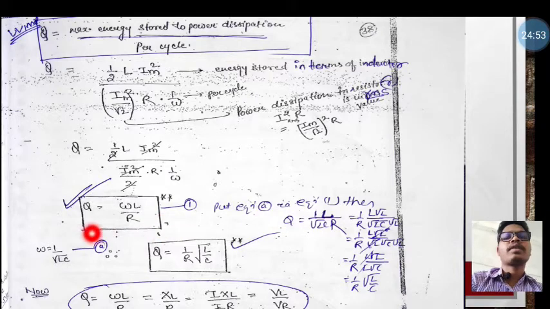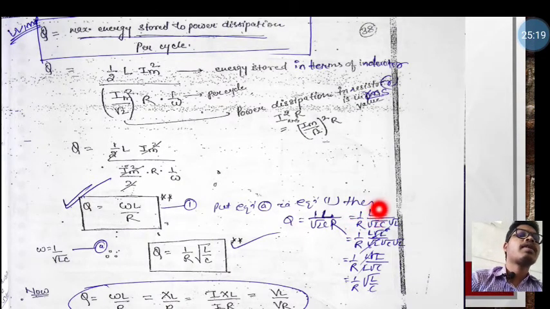Now see, the equation number A, that is omega is equal to 1 divided by root LC. So put this equation A in the equation number 1, then we will get Q is equal to 1 divided by root LC in the numerator, times L divided by R. So we extract 1 divided by R and multiply by another root over L in both the denominator and numerator, then L into root L divided by root LC into root L.